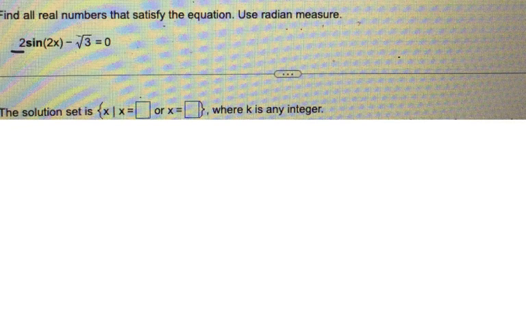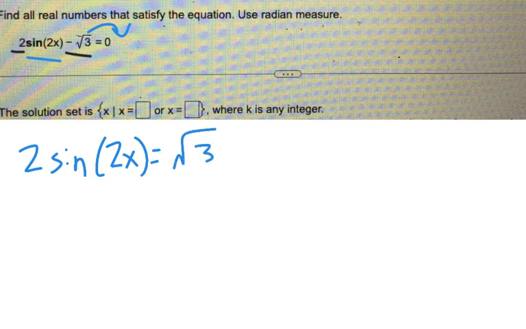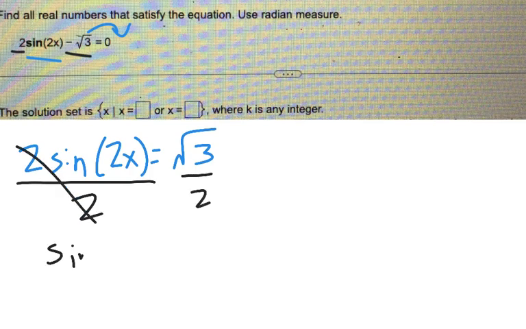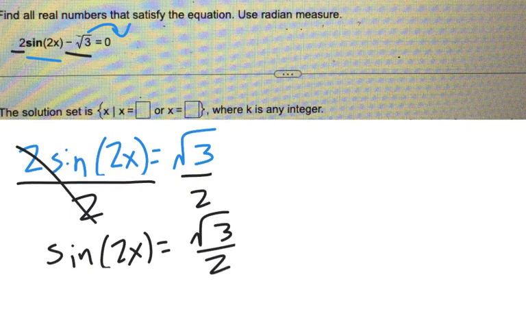I have this 2 that's being multiplied out front, and I have this minus radical 3 that's being subtracted at the end. So the first thing I need to do is isolate the trig function, which is sine of 2x. I'm going to move the negative radical 3 over. It's going to become positive radical 3. And now sine of 2x is being multiplied by 2, so I'm going to divide both sides by 2. So I have sine of 2x is equal to radical 3 over 2.